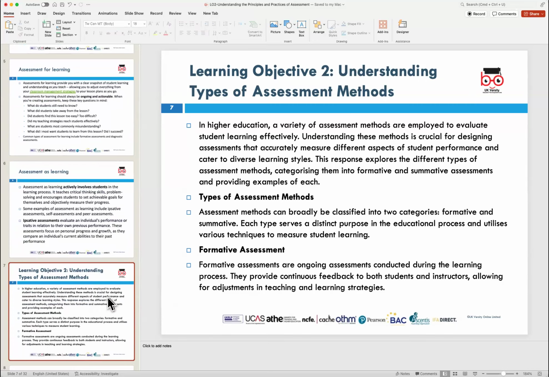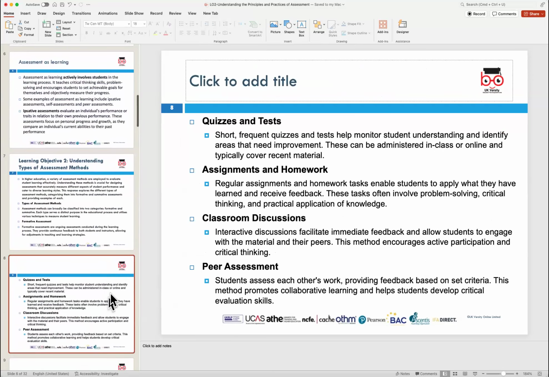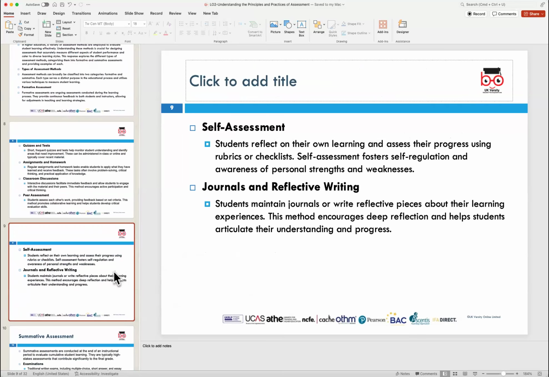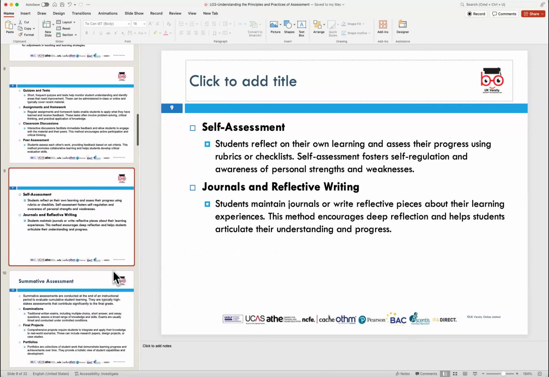They could be formative assessments, which are ongoing. You could have quizzes and tests, assignments and homework, case studies, class discussions, peer assessments, and self-assessment. Sometimes you also have reflective statements, which are primarily to look at how your learning has shaped up, or what your experience of learning has been, and you write a reflective statement on that.